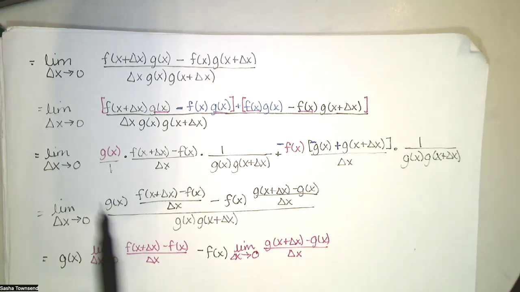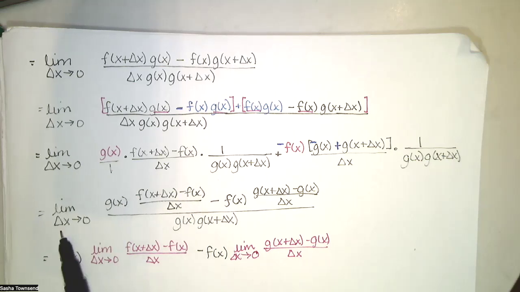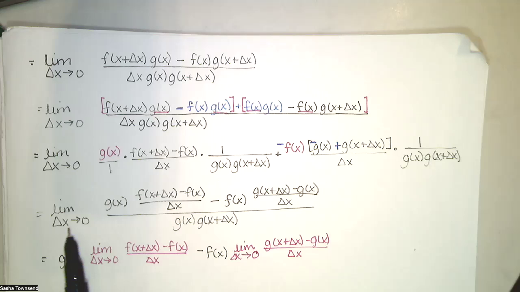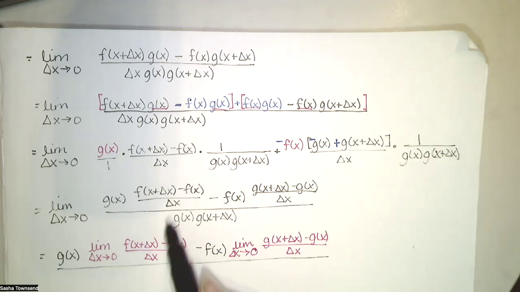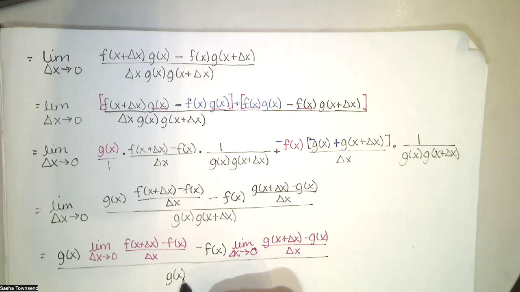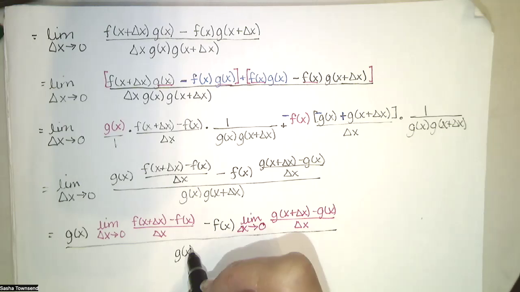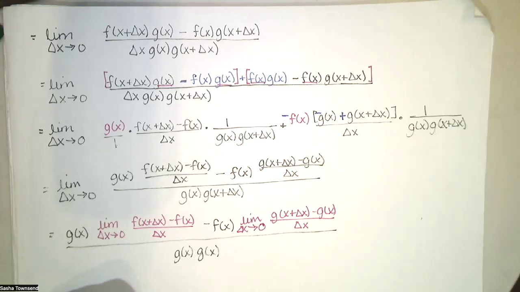And again, the limit of this expression and this expression is just the original expression because these are constant with respect to delta x. We're thinking of x as fixed at the moment. So the limit of a constant is that constant. So we just bring those down. And then as delta x goes to 0 in the denominator, the g of x is treated as a constant, but this is going to approach g of x plus 0, which is just another g of x. g of x times g of x is, of course, g of x squared.